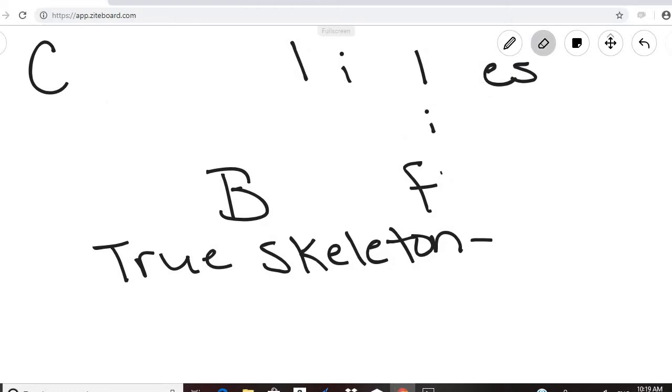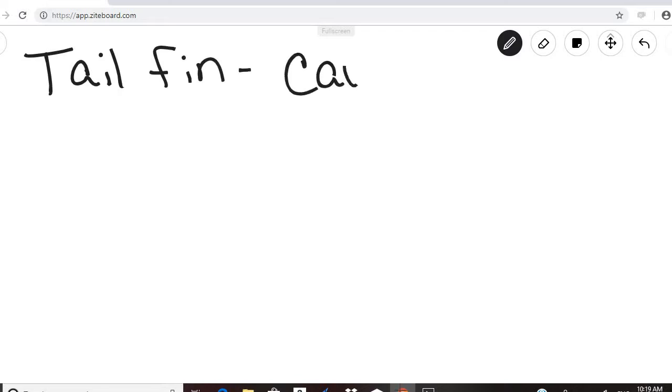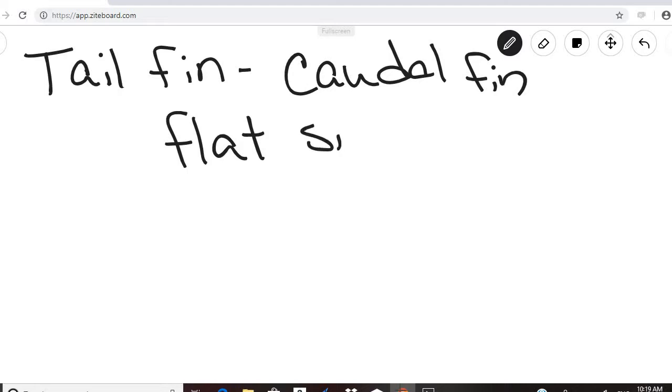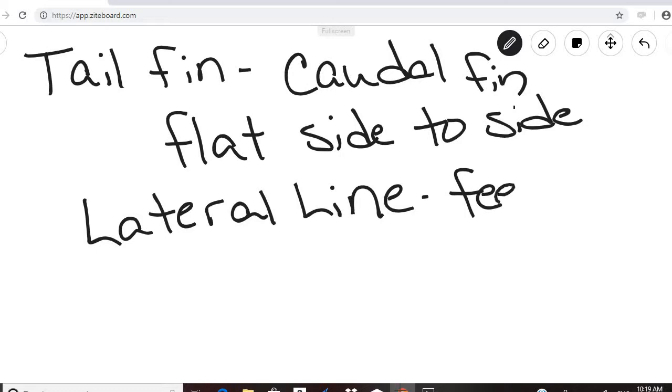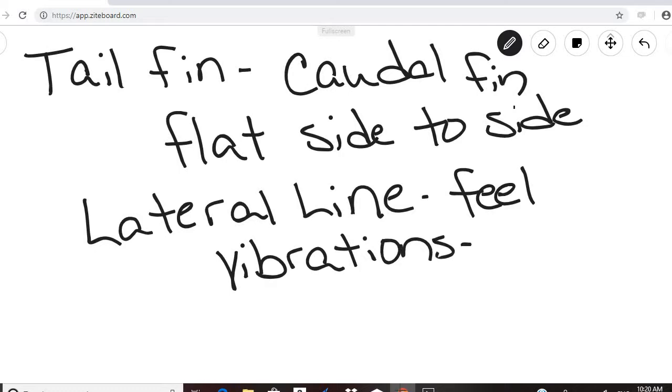So what have we mentioned? Let's go ahead and write up here what we've mentioned so far. We said that their tail fin or caudal fin is flat side to side, and then we said that they have a lateral line that is used to feel vibrations, and then the lateral line feeds information to their brain, and they can use that to locate prey or to avoid predators.